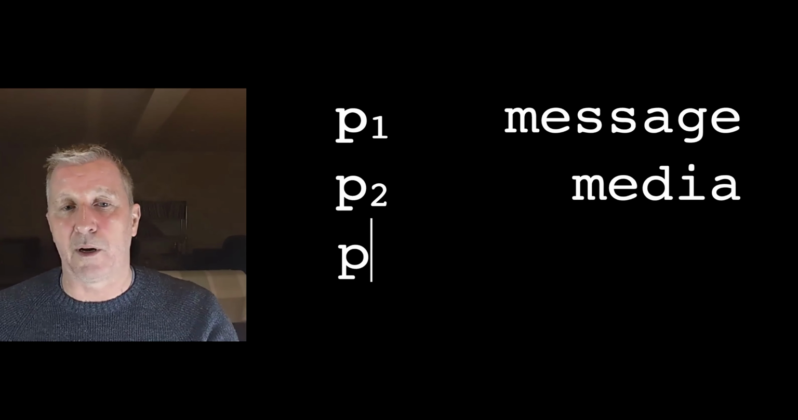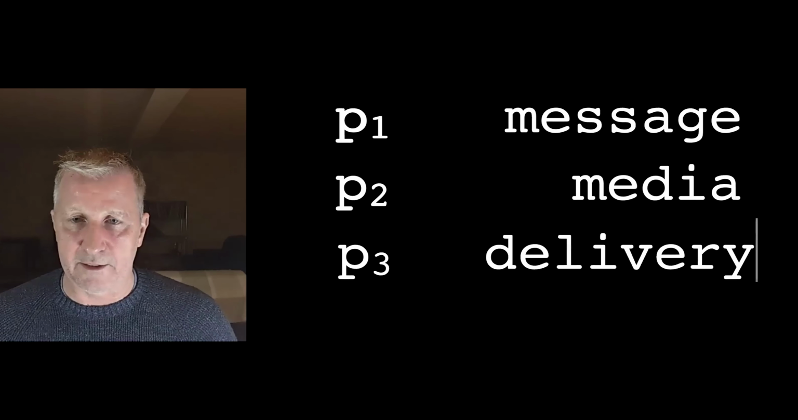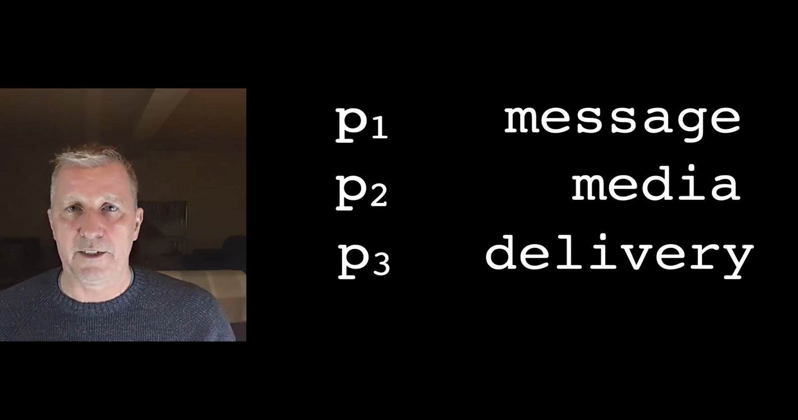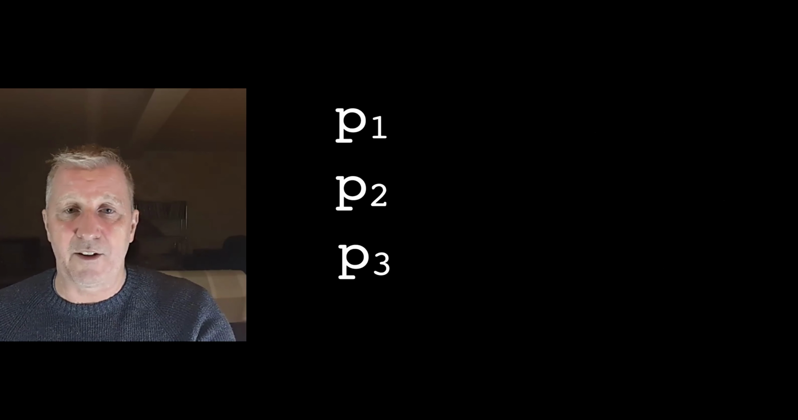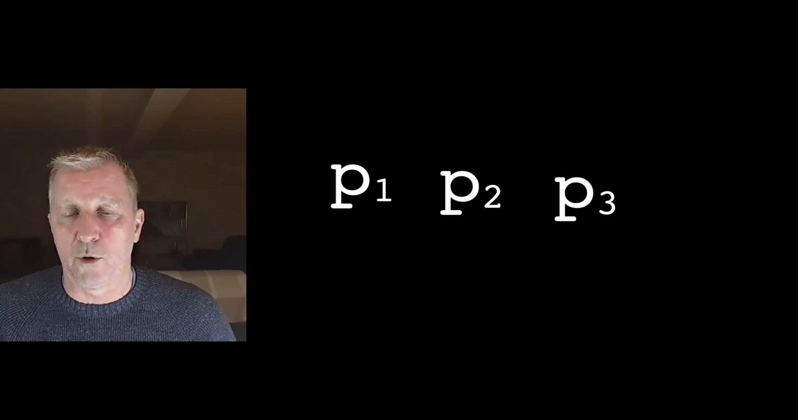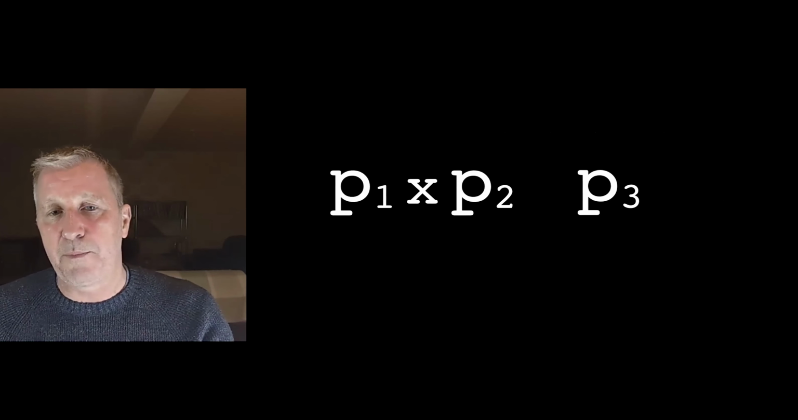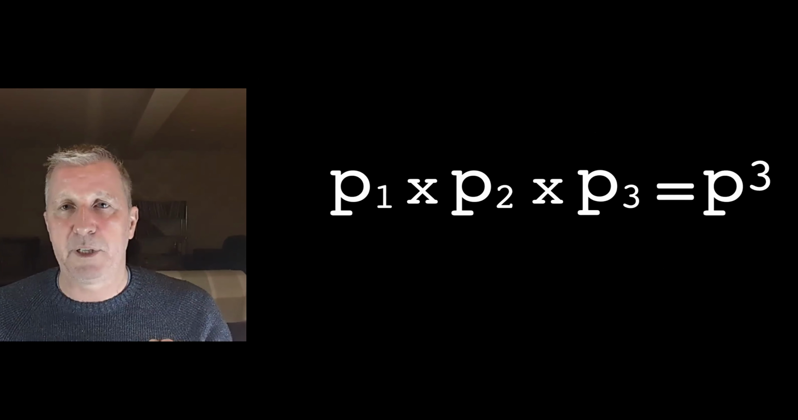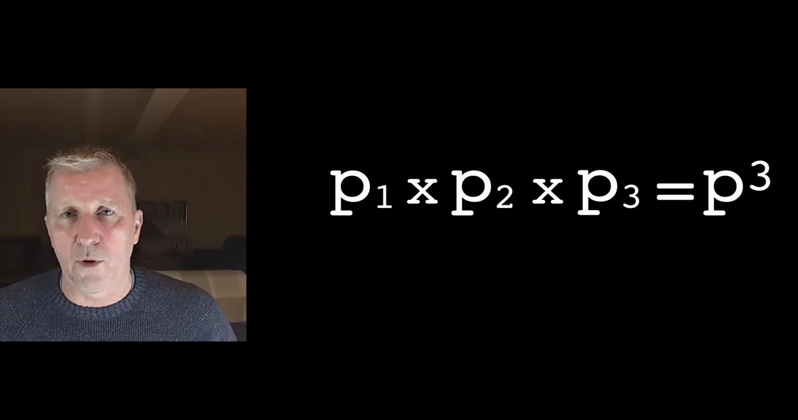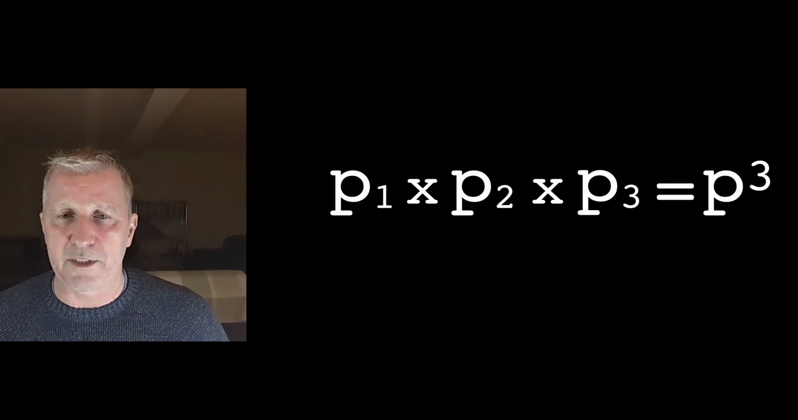And the third part is the delivery of that. P1 is your message, P2 is the media, and P3 is the delivery. And if you put that together, it comes up with actually a very simple formula: the value of any presentation is the product of the message, the supportive media, and the delivery. And that's what I call the P cubed value of a presentation.